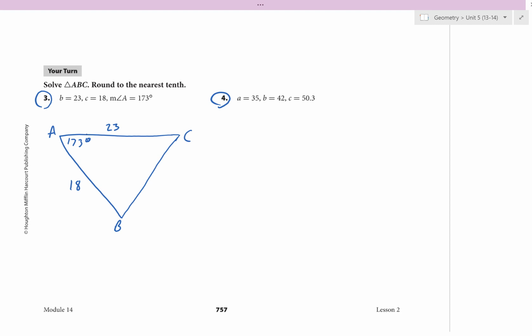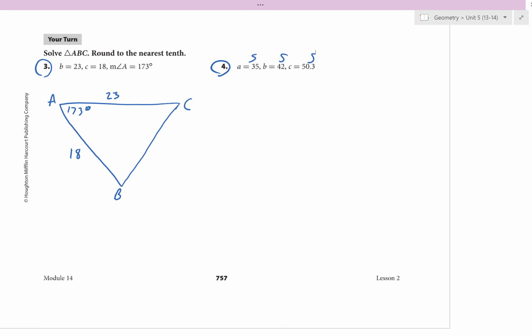Okay? In problem 4, all three sides are given, so that's SSS. Okay? So I'd like you to go ahead and try these. If you're watching the video, pause your video and work out both of these problems, and then press play when you're ready to see the solutions.